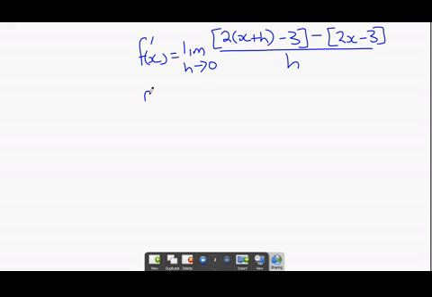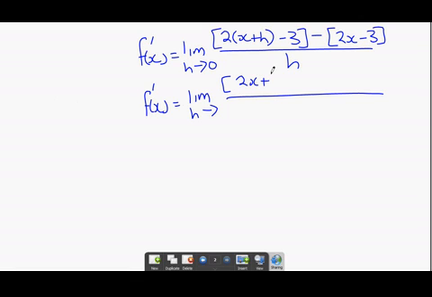Now this will set the platform for us to now expand the brackets. So now f of x prime is equal to limit as h goes to 0. I am going to expand the bracket inside the big brackets, so this is going to be 2x plus 2h minus 3 close bracket minus bracket 2x minus 3.